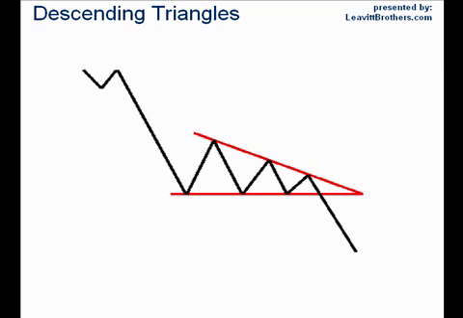Descending triangles form in downtrends and are characterized by a series of lower highs but the same lows. They have a definite bearish bias and typically form in 2 to 8 weeks.